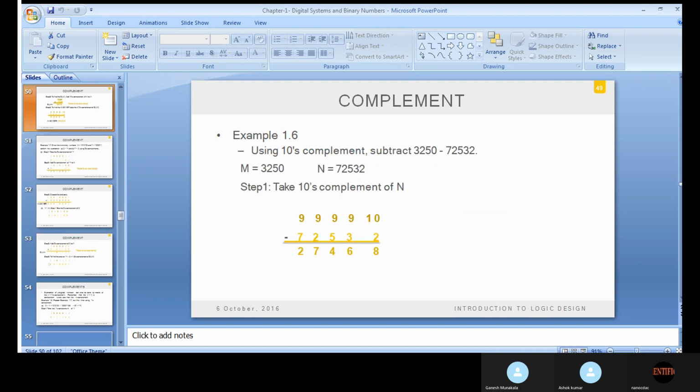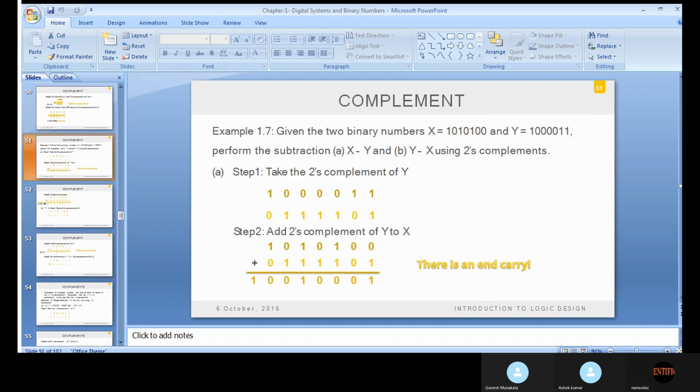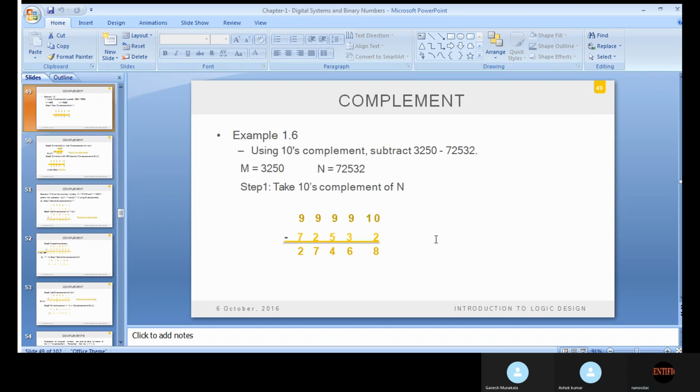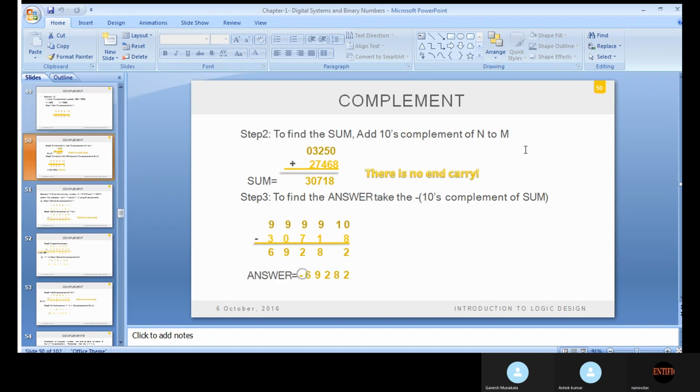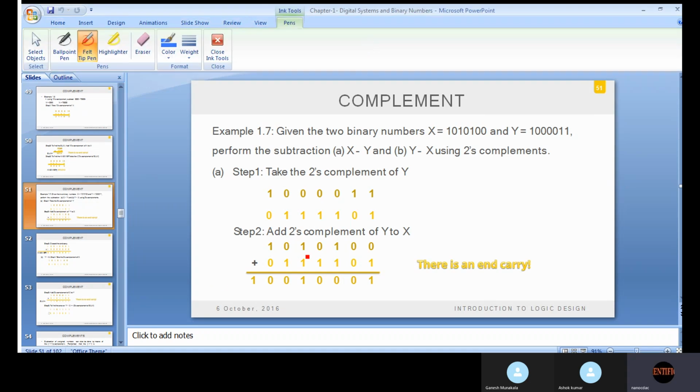I told you earlier. Now see here, two binary numbers are given. Okay, two binary numbers are given. Before this, what is there? Tens complement we have already done. So now the two numbers are given.